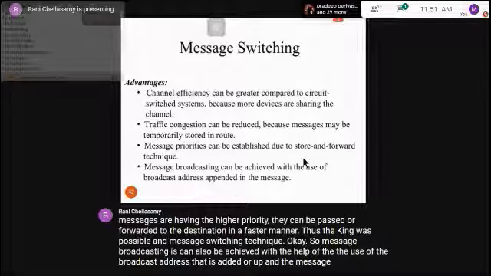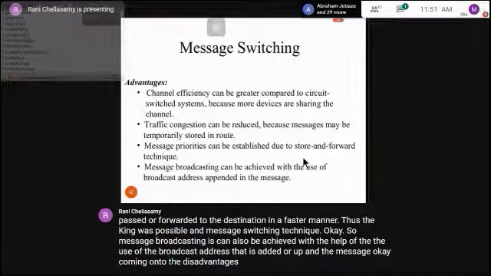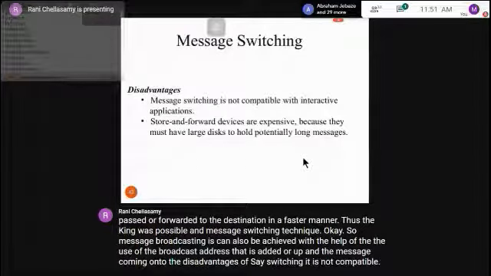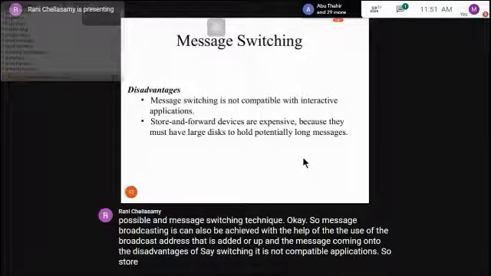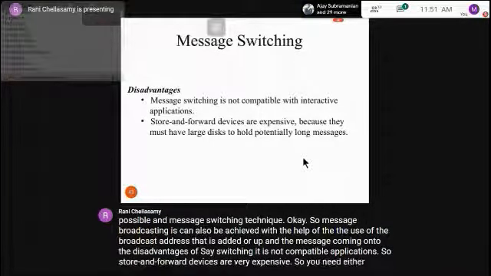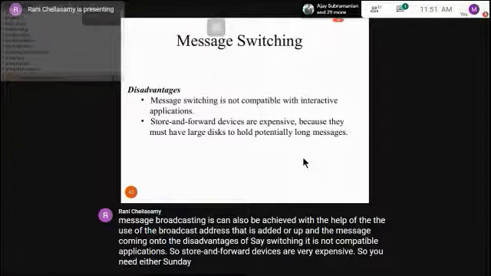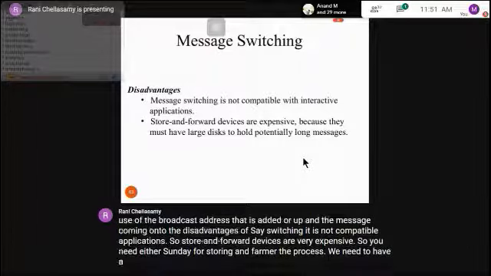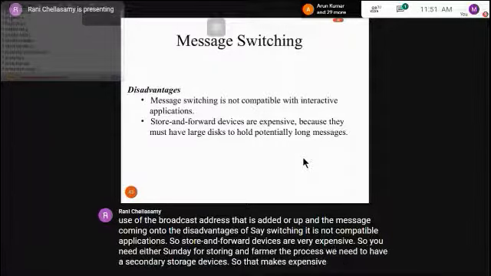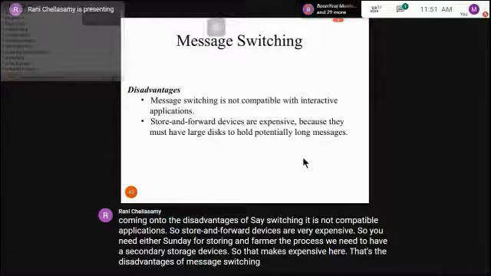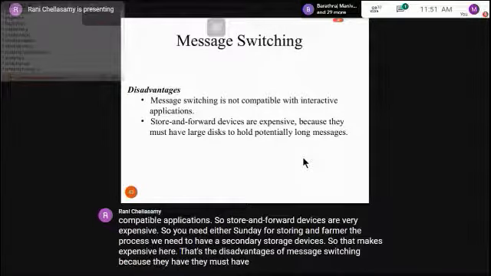Coming to the disadvantages of message switching, it is not compatible with some interactive applications. Store and forward devices are very expensive. There is a need for a storing and forwarding process, so we need secondary storage devices, which makes it expensive. That's the disadvantage of message switching, because they must have large disks to hold long messages.